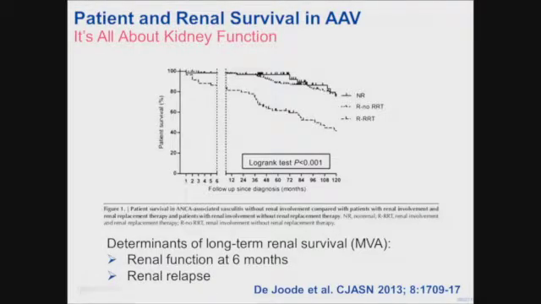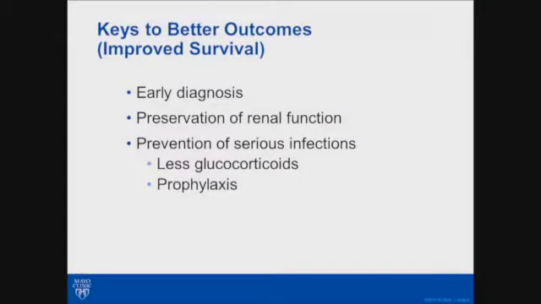So what really determines the long-term renal outcomes is the renal function at 6 months and whether patients develop renal relapses. So in the context of ANCA-associated vasculitis, we are focusing very closely on what's happening in the kidneys. And that's why many of you, even when you're in remission, may be monitoring your urine for microscopic blood so that we can get on top of any disease flare in the kidney as early as possible. So overall, not only key to better survival, but also key to better overall outcomes is really the early diagnosis, the preservation of renal function, and the prevention of serious infections.